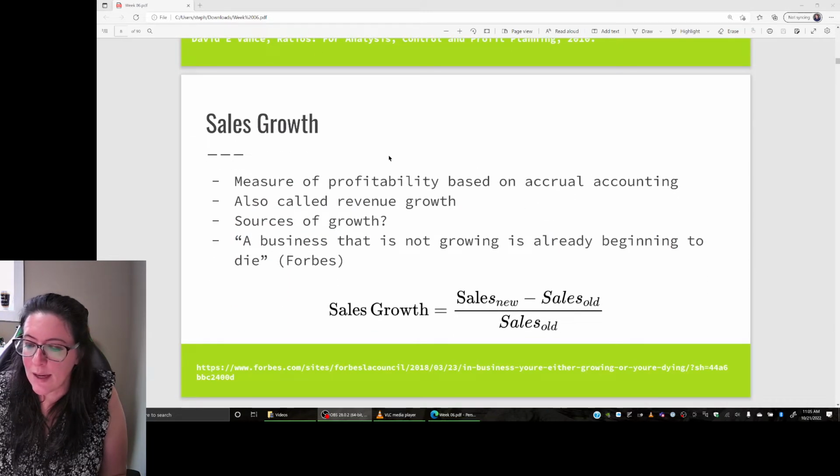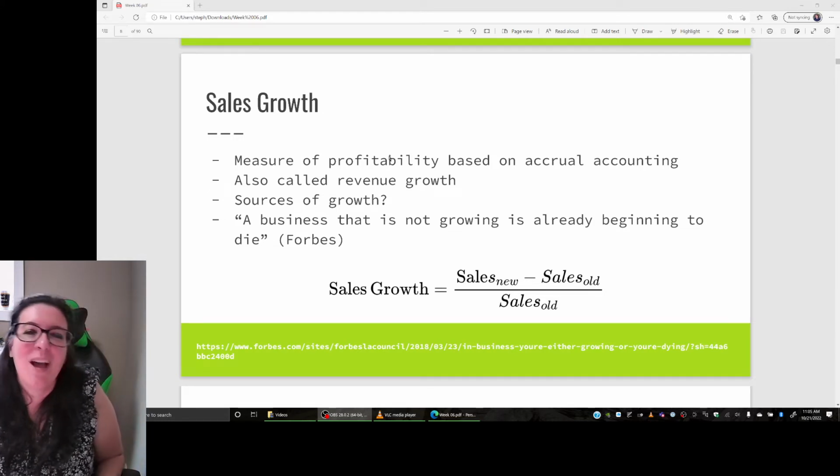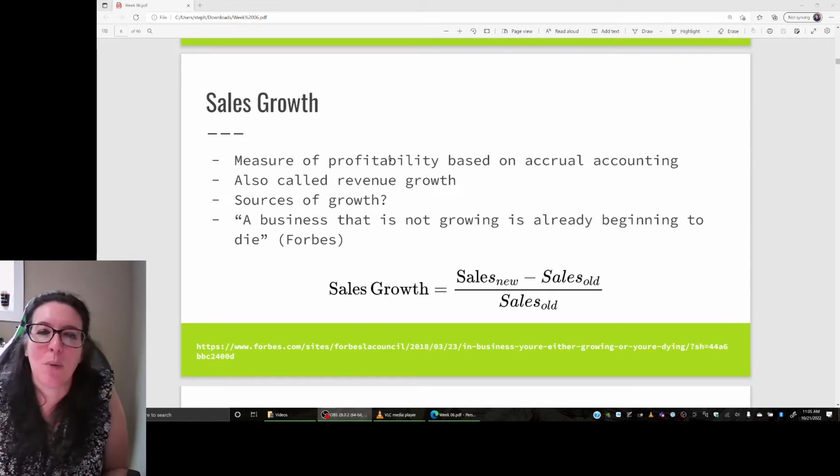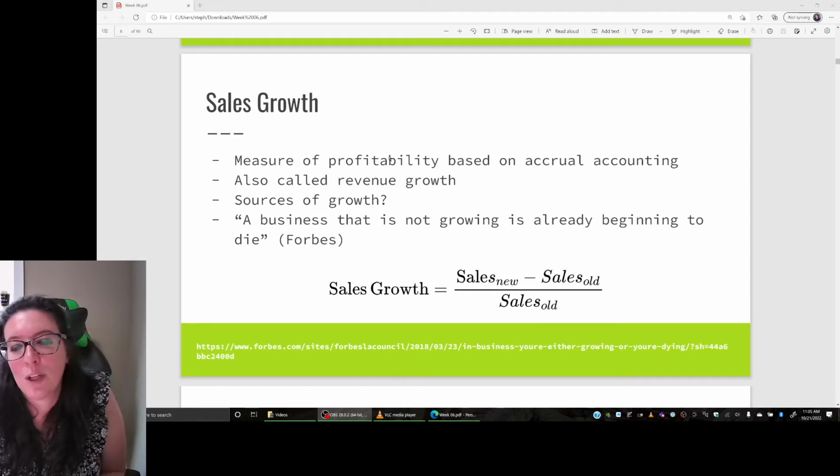As we're looking at how well our operations are working, we can look at sales growth. So what is happening in terms of the money we're bringing in? Is it going up? Sales growth is simply the new sales minus the old sales divided by the old sales. And we're looking at, are we selling more over time?